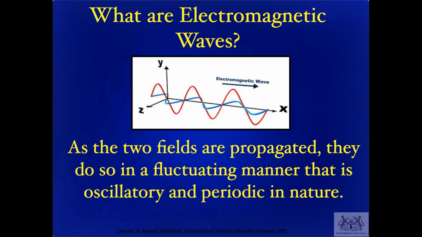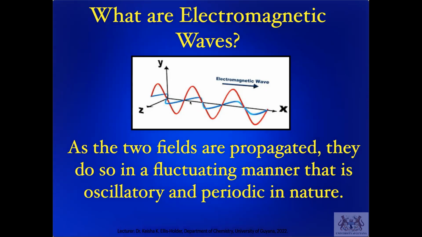Now, as the two fields are propagated through space, they do so in a manner that is fluctuating. And what that leads to is an oscillatory or periodic process. So that is what is responsible for the picture that we see here. It means that if we consider the definition of a vector, it is something that has magnitude and direction. And so the x-axis indicates the direction in which the radiation is being propagated. Okay, so it's moving from point 0 to x, let's just say, on the x-axis, and it's traveling along the path of the x-axis. So that speaks to the direction.